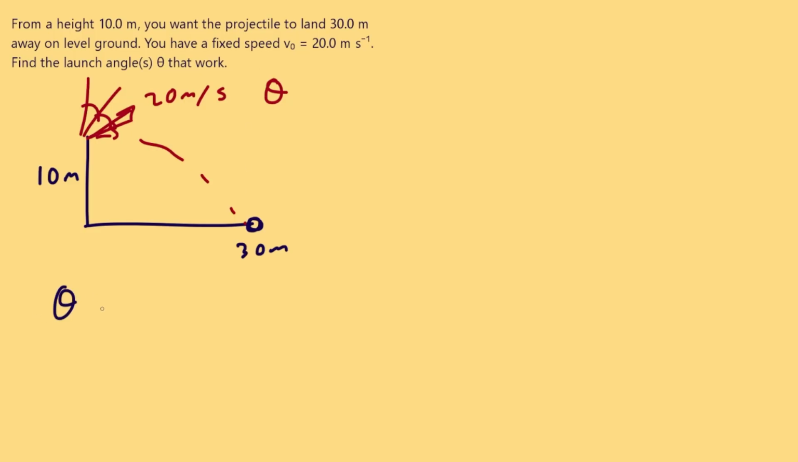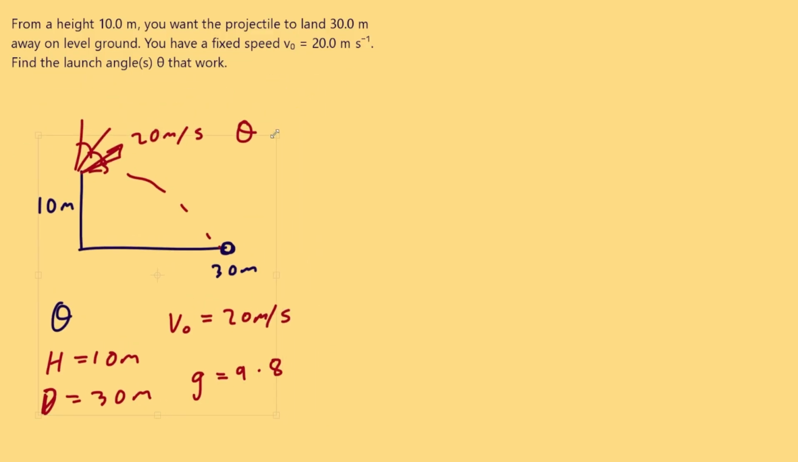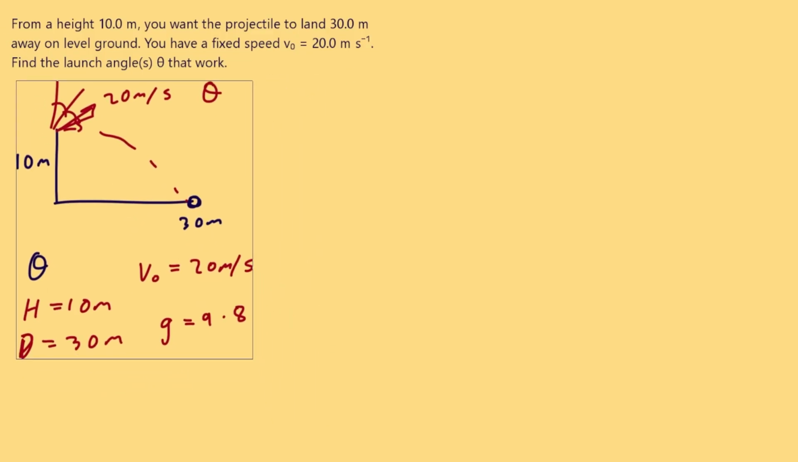So we want the angle. And because time is not asked directly and is also not necessary, we're going to do the same thing we did last time and eliminate it. Let's list out what we know. Height equals 10 meters. Distance equals 30 meters, because that is the desired horizontal range. Initial velocity is always 20 meters per second because it's a fixed speed. And gravity, 9.8. Let's make some space and start the heavy solving process.